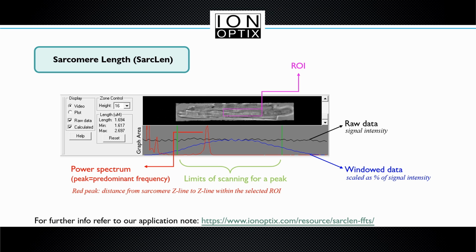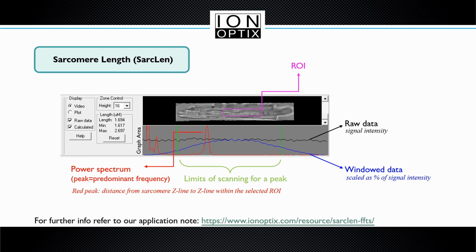The window data, in combination with calibration constants, generates the power spectrum, depicted as the red peak. Ideally, you should aim for a single red peak positioned between the 2 green lines. Achieving this requires proper alignment of the cell, ROI, and the green lines. The green lines serve as scanning boundaries for the region of interest.